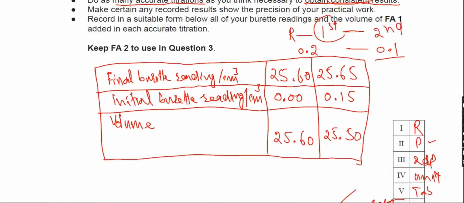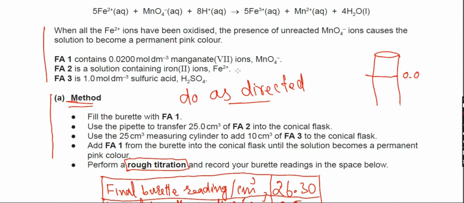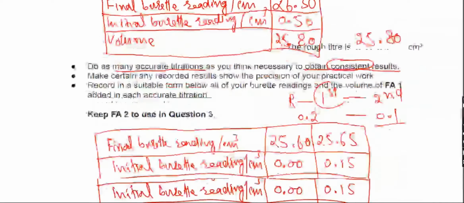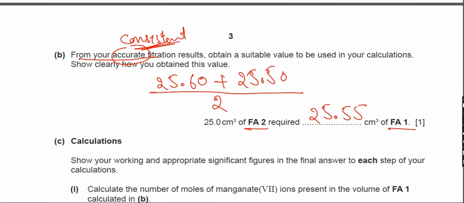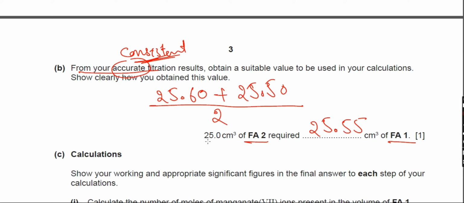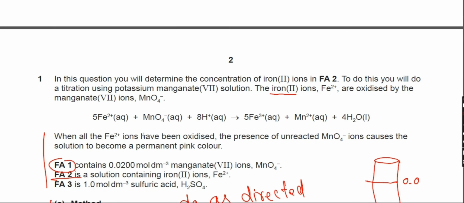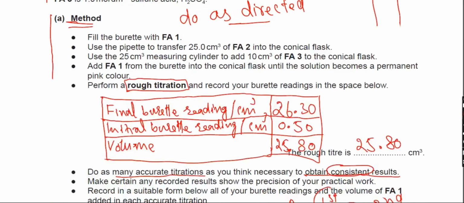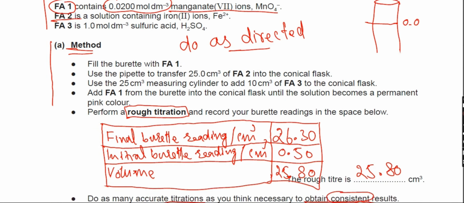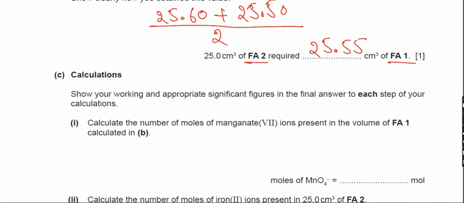Now go back and check what was the concentration of FA2. The concentration of FA2 we are going to find, and here he says the concentration of FA1. Okay, let me check what he's saying. Required, so 25 centimeter cube of FA2 required this amount of FA1. We are going to check the concentration of FA1. See, concentration of FA1 is 0.02, and it was potassium manganate.